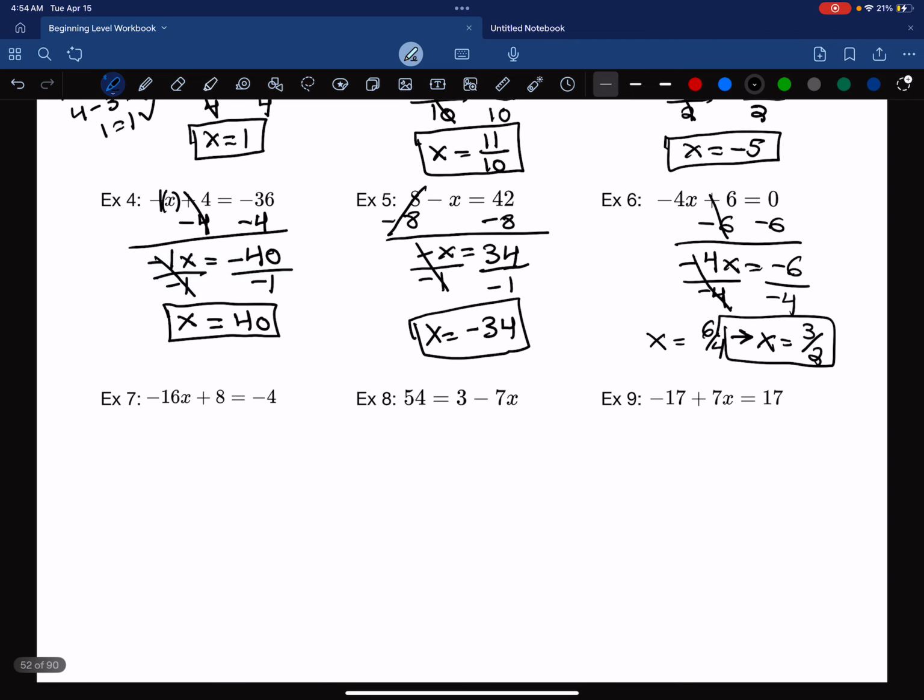Looking at example 7, we have negative 16x plus 8 equals negative 4. So to solve for x, you're going to subtract 8 on both sides. So we get negative 16x equals negative 4 minus 8, which is negative 12. And then to get x all by itself here, we're going to divide by negative 16.